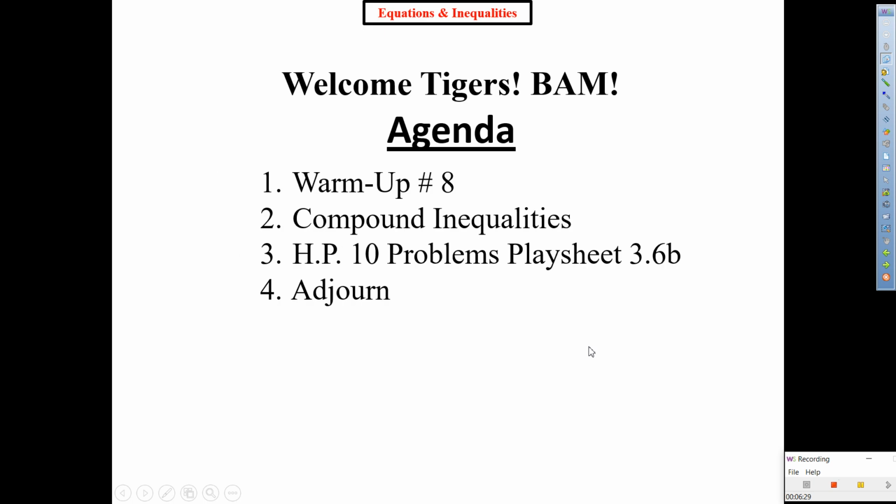Copy the agenda for today. Warm-up number 8. Today we're still continuing on with compound inequalities. I know some of you had problems last night.